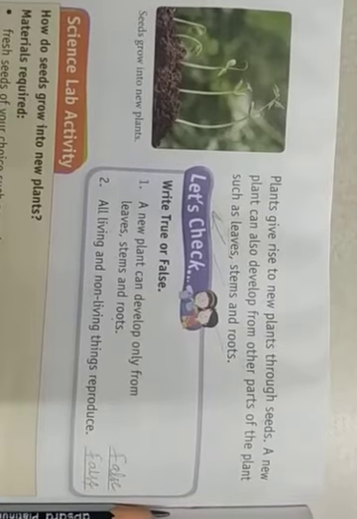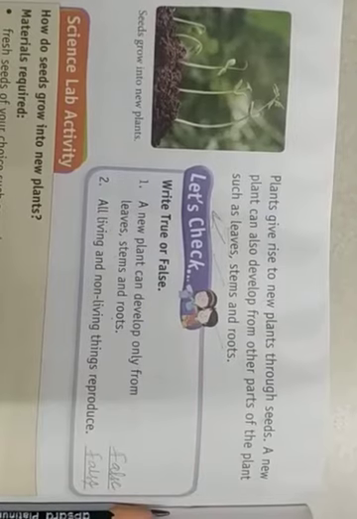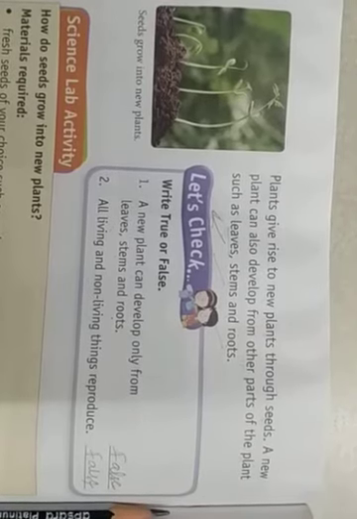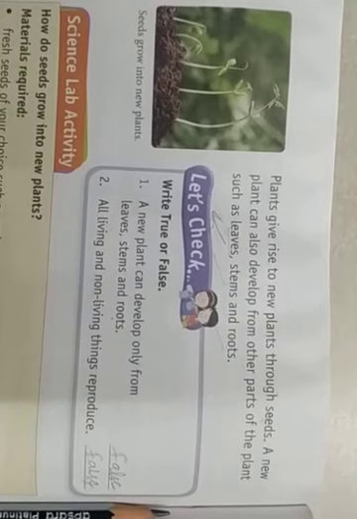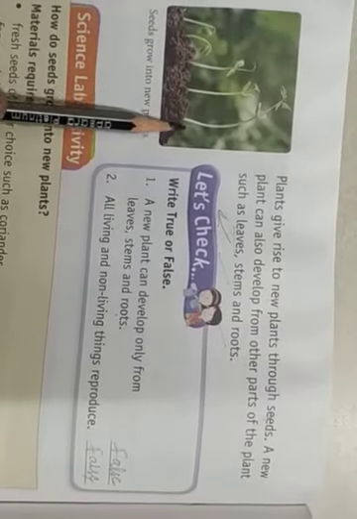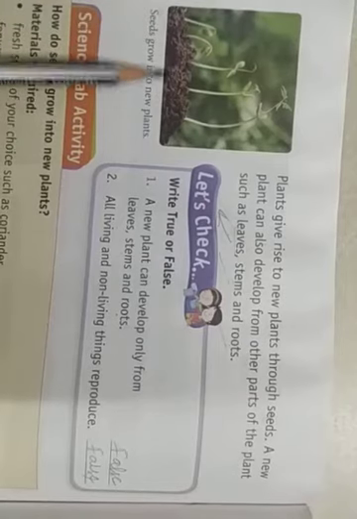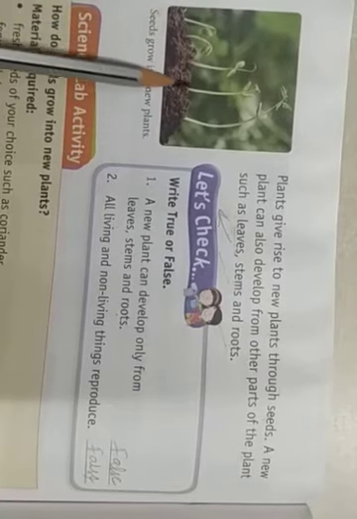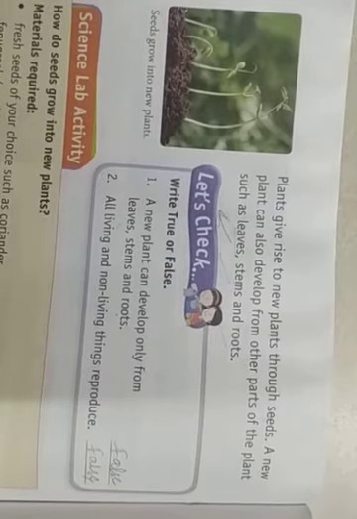Some plants need a leaf. With the help of a leaf, a new plant can be produced. And some plants give rise to a new plant through the root. Roots can also give rise to a new plant. Okay, so this is the process of the plants. From a small baby plant, a new plant rises.